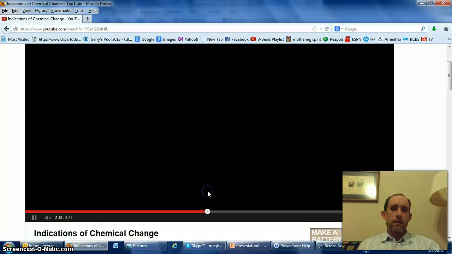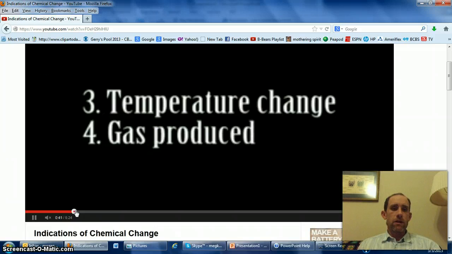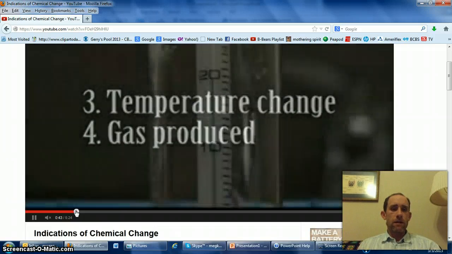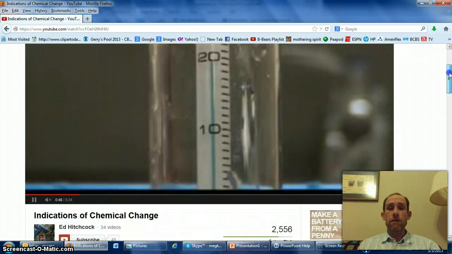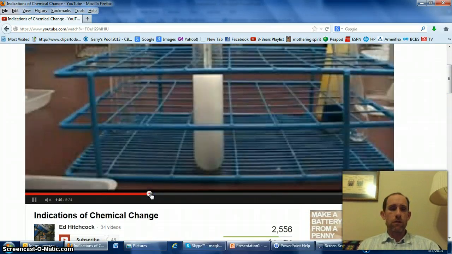Another example that he shows you is temperature change and the production of a gas when you add citric acid and baking soda together, which is something that you're going to do in class, so I'm not going to show you this one because I don't want you to know what happens with the temperature or with production of gas in that one. I'd like you to see for yourself.